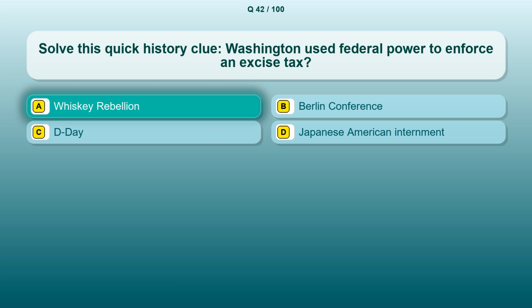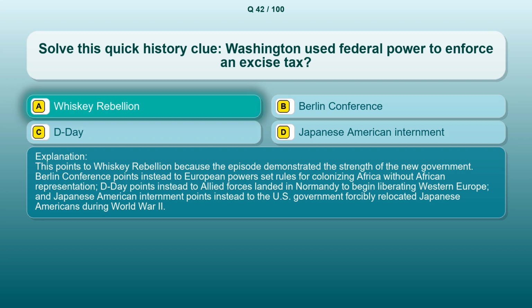The correct answer is option A, Whiskey Rebellion. This points to Whiskey Rebellion because the episode demonstrated the strength of the new government. Berlin Conference points instead to European powers setting rules for colonizing Africa without African representation. D-Day points instead to Allied forces landing in Normandy to begin liberating Western Europe, and Japanese-American internment points instead to the US government forcibly relocating Japanese Americans during World War II.